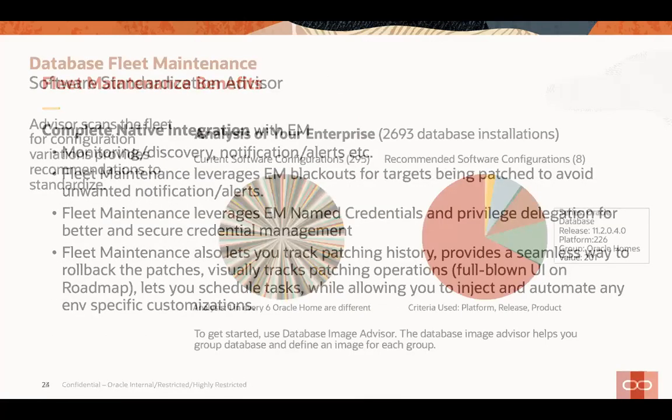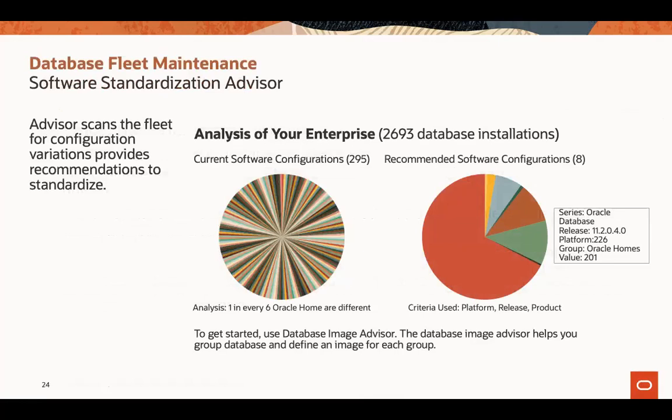So I'm going to jump to a screenshot here of this. This is a screenshot that we did several years ago, one of our customers here in the Bay Area. As you can see, they had about 2,700 databases in their EM environment. And the Software Standardization Advisor found that, as you can see on the left-hand pie chart, there were 295 unique Oracle homes in that environment. So essentially 1 in every 6 Oracle homes were different. So from a standardization perspective, this was not doing very well.